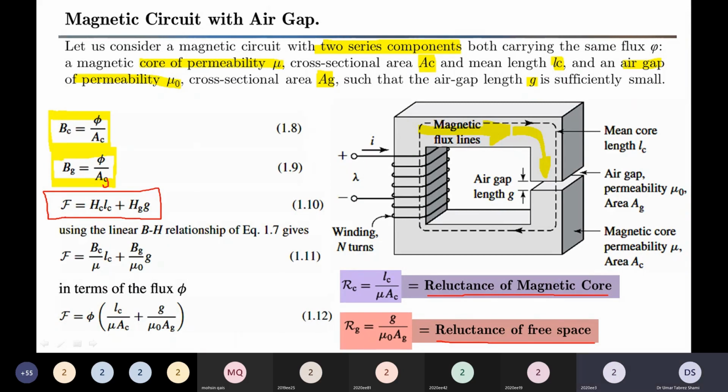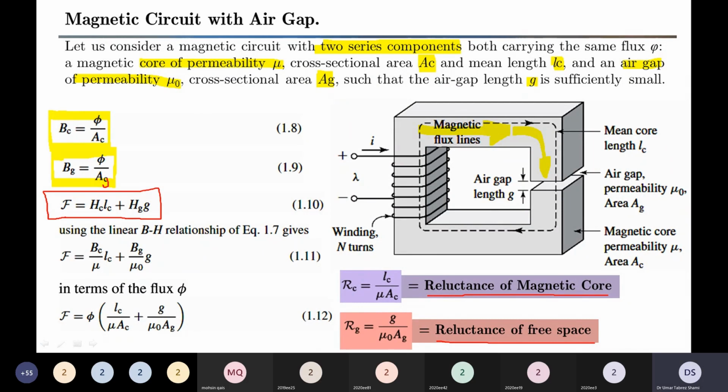So in this system, the largest resistance or opposition presented will be of the air gap. Why? Because mu naught, the permeability of free space, is very small. Therefore, there is very, very small flux as compared to the core. And the core will present the minimum reluctance. You have to understand this point well.